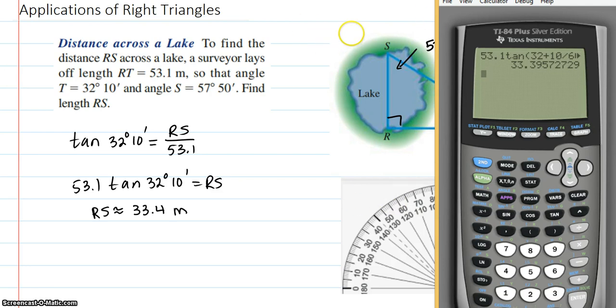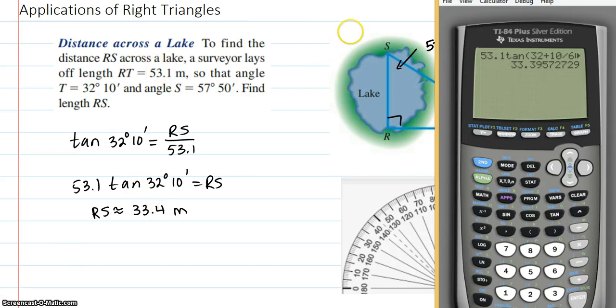And I rounded to the nearest tenth. So that would be 33.4, since that's a 9, so it's 33.4 meters. And I rounded to the nearest tenth because they gave me here 3 significant digits, 1, 2, 3. So usually whatever is given, that's what I give back.